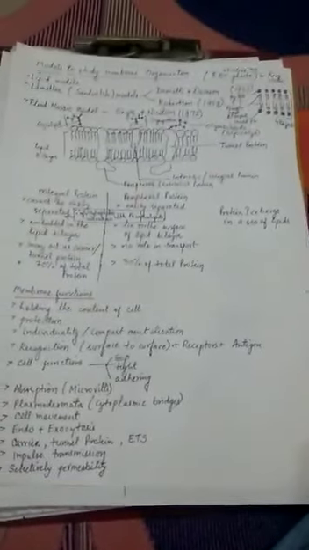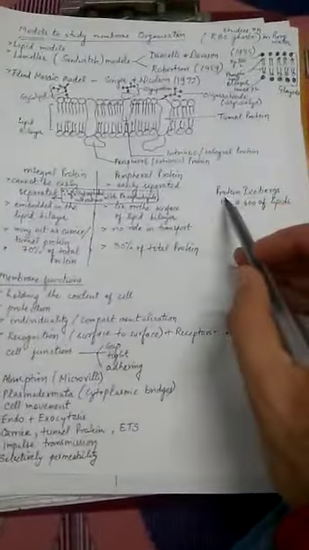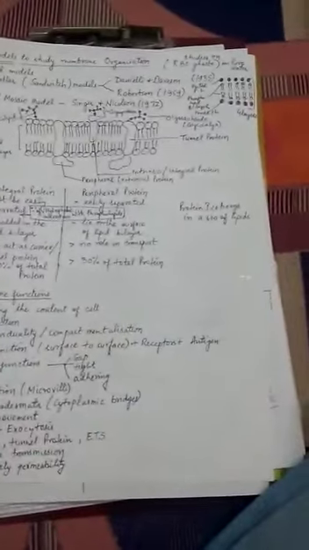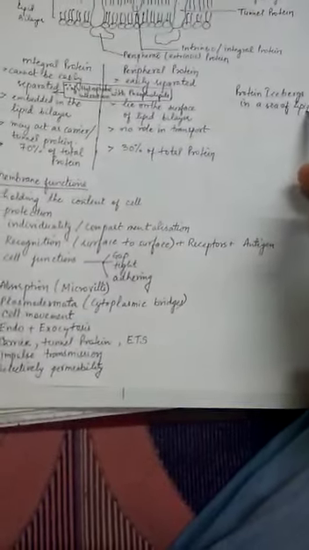So that's why this model given by Singer and Nicolson simply stated that a cell membrane, according to this model, is something like protein icebergs which are floating, or always in lateral, sidewise movement, in a sea of phospholipids or lipids.